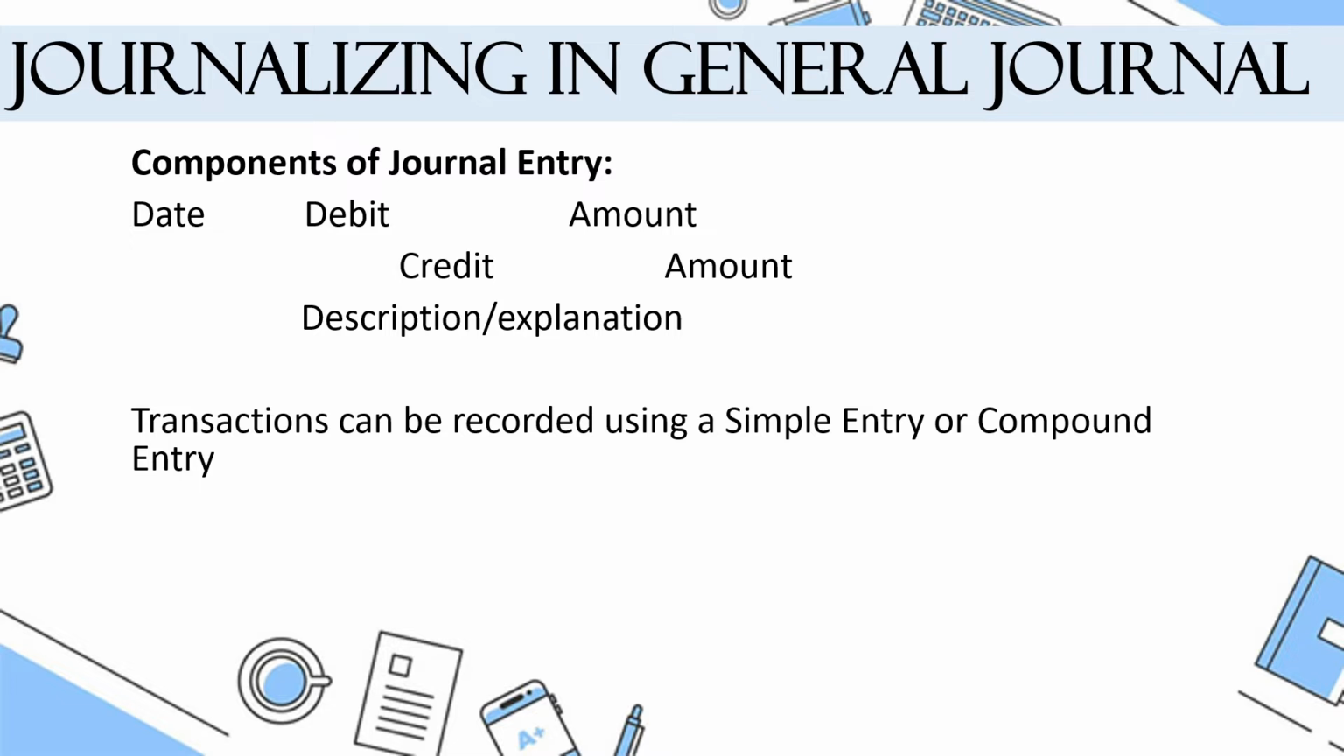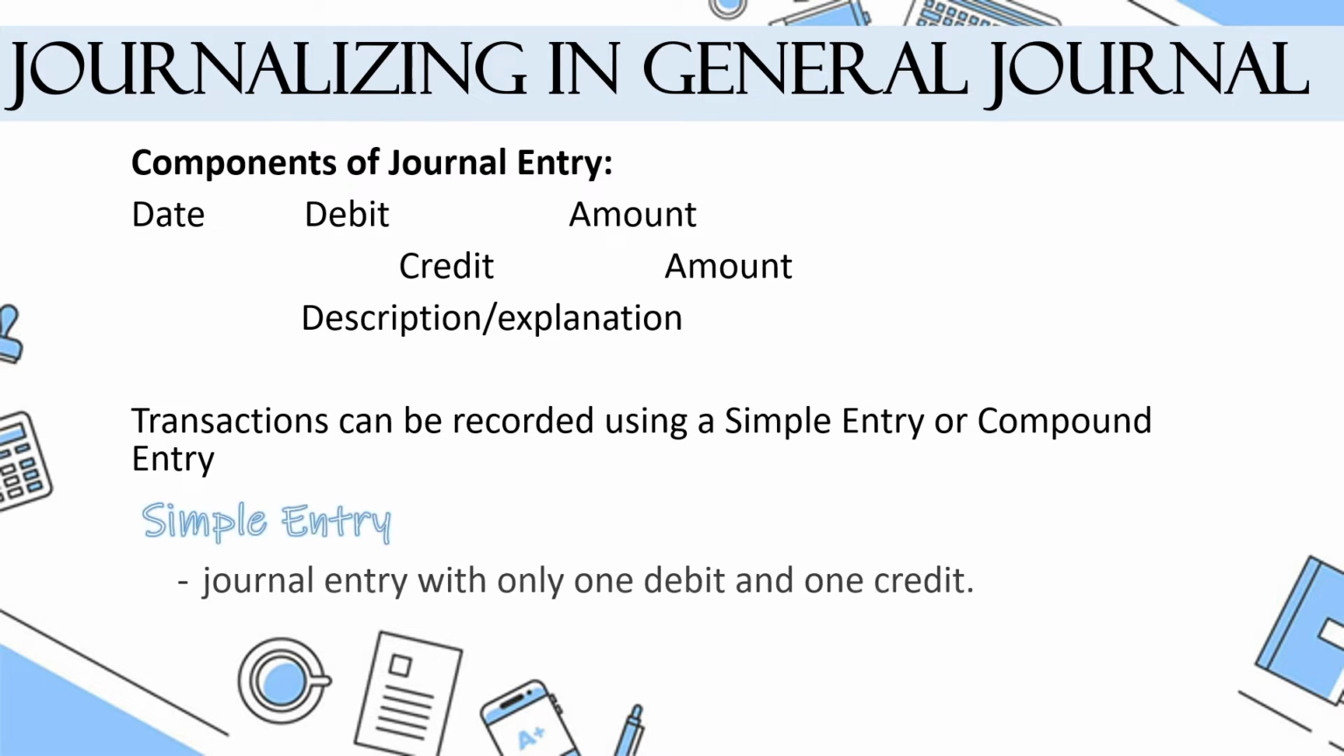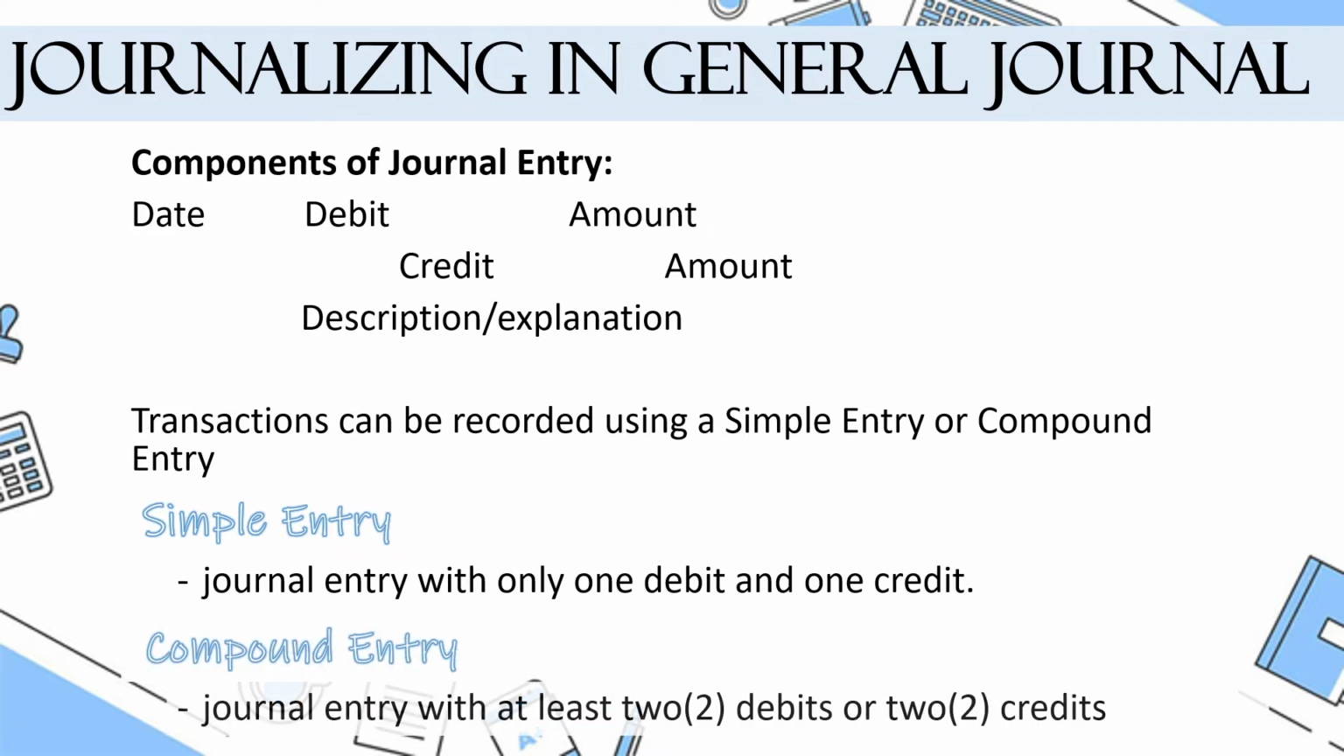The transactions can be recorded using a simple entry or compound entry. Again, a simple entry has only one debit and one credit. A compound entry has at least two debits or two credits. So that's for the components.